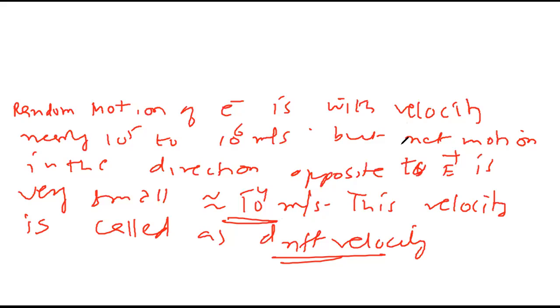अब इसमें खाली आपको याद रखना है, random motion velocity is in the order of 10 raised to 5 or 6, but drift velocity is 10 raised to minus 4 meter per second. And acceleration is nothing but force upon mass, which is eE upon m.